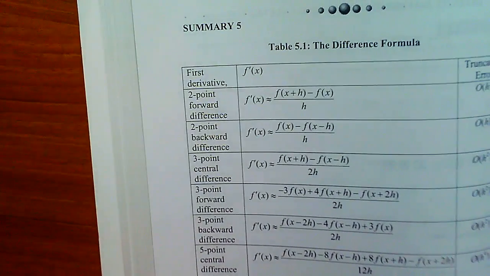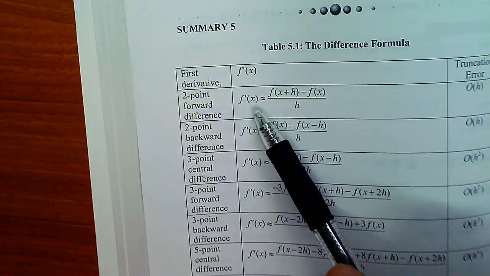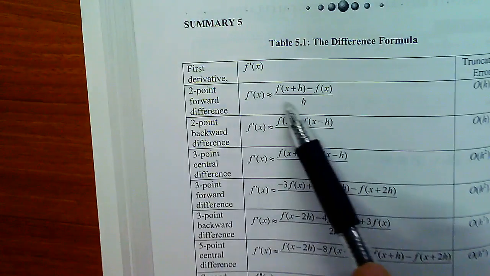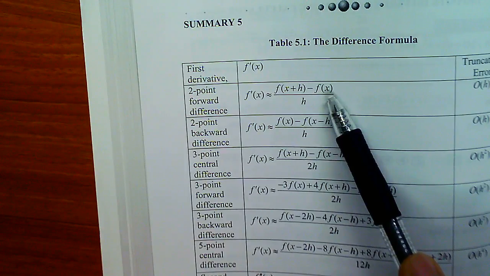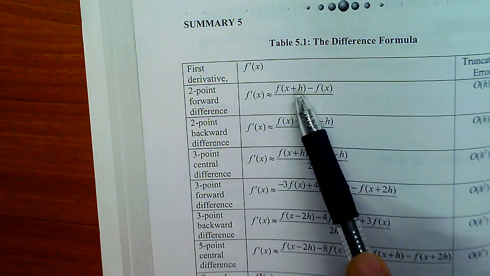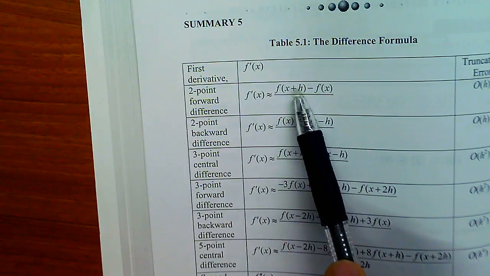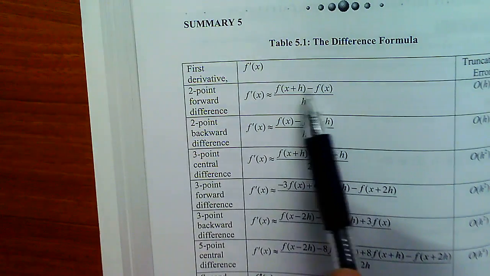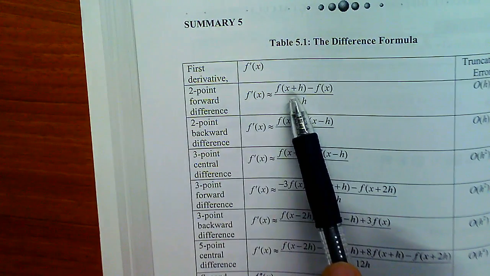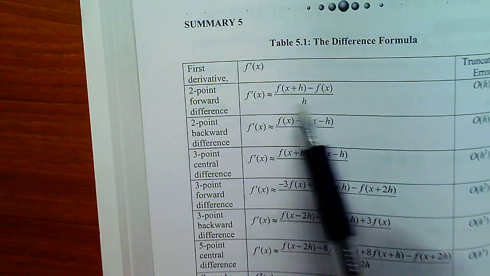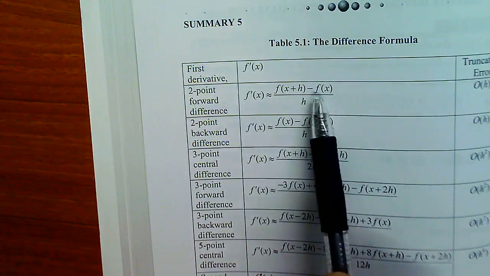First, let us see our first method, the 2 point forward difference. This is the symbol of the first order derivative. This is the point that you want to estimate, and you are going to use the next point. As you can see, the x plus h means the next interval. So that means you use the next point. That's why we name the equation forward difference. We use the next one to do the difference.